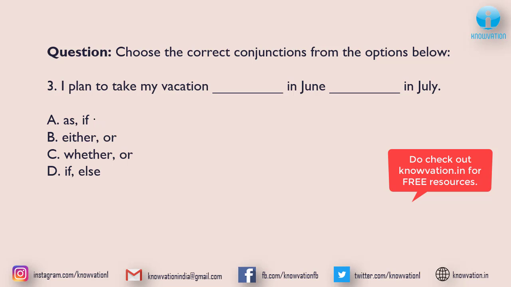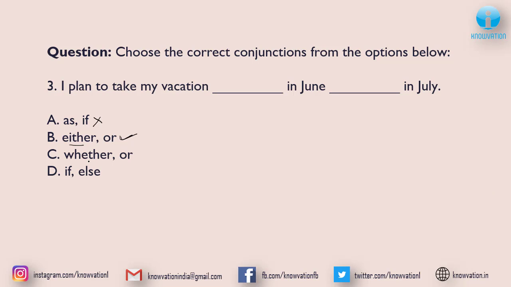So this is not actually correct. This is not making any sense. Either in June or in July. Yes, friends, this is making sense. या तो मैं जून में लूँगा या मैं जुलाई में लूँगा. So either first option then or second option. So this is perfect. Next, whether in June or in July.